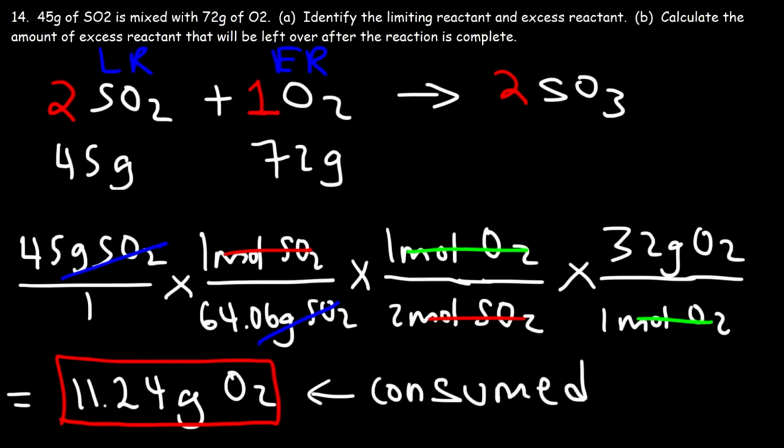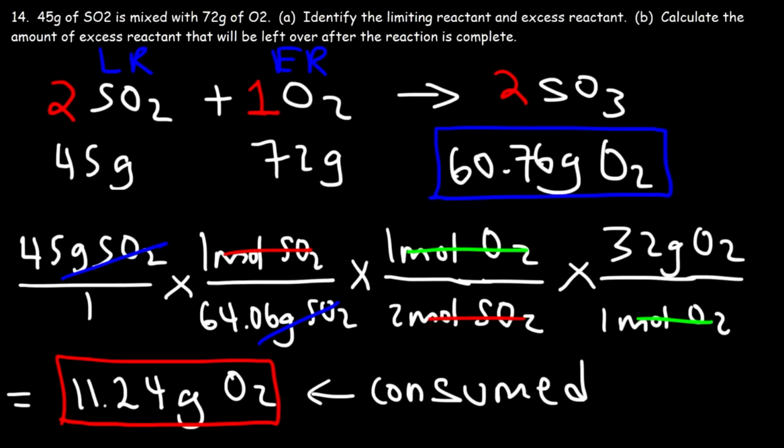So let's think about this. We started with 72 grams of O2, and only 11.24 grams of O2 was used up. How much is left over? So it's going to be 72 minus 11.24, which is 60.76 grams. So that is the amount of O2 that is actually left over in the reaction. That's how you find it.